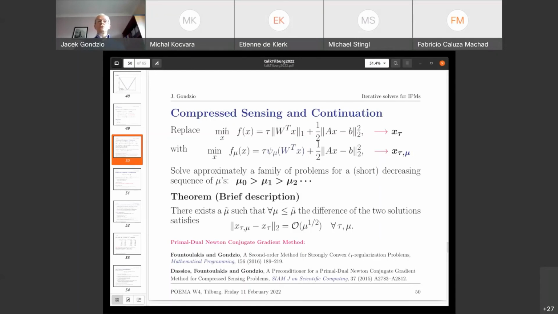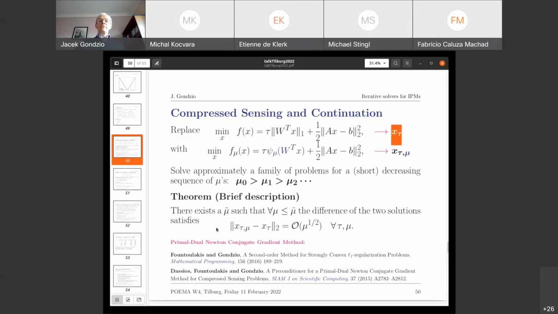And then ask the following question. If we want to solve the true problem, it will give us the optimal solution x tau, depending on the weight on the L1 term. If we solve the pseudo-Huber approximation, we will obtain a different solution depending on how strong the approximation was, how big mu was. But the question is, can we guarantee that if we take a decreasing sequence of these values of parameter mu, then the solution obtained here will eventually go to the solution x tau? And the answer is positive. Yes, we can prove it.